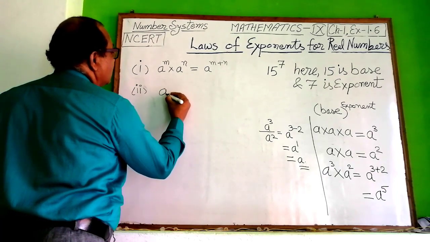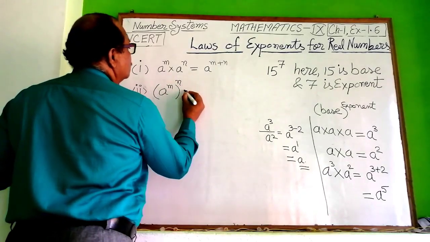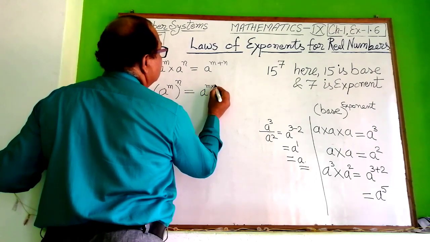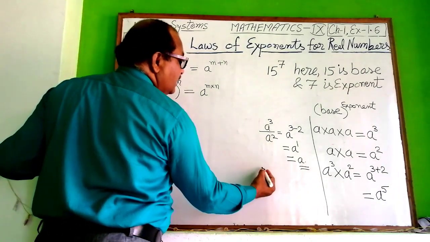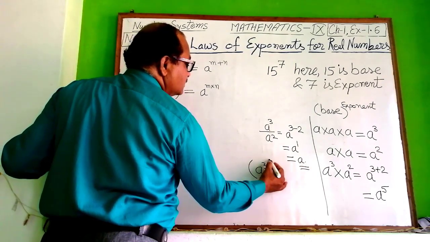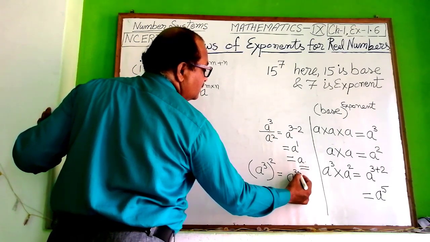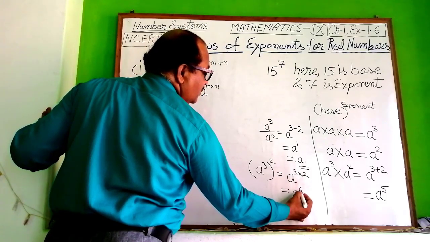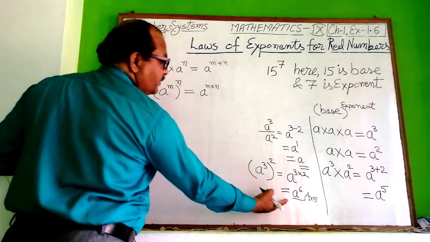अगर कोई नंबर है उसकी पावर m है और उसकी पावर फिर से n है, तो जब पावर के ऊपर पावर होगी तो पावर विल बी मल्टीप्लाइड। So we will apply it somewhere. Suppose here a to the power 3 is written and we are doing again its square. So your answer will be a raised to the power 3 into 2. So it will become a raised to the power 6. So this is the second law of exponents.